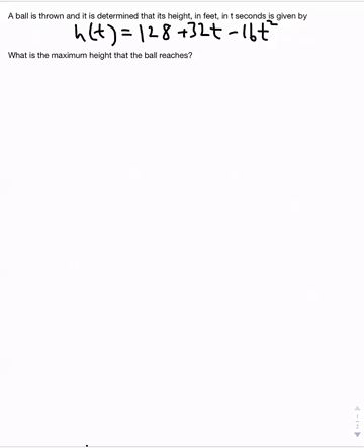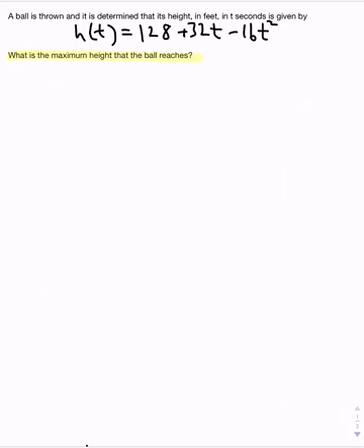A ball is thrown and it is determined that its height in feet in t seconds is given by this function: H of t equals 128 plus 32t minus 16t squared. And we're asked the question, what is the maximum height that the ball reaches? Okay, so we're following the 5-step process.